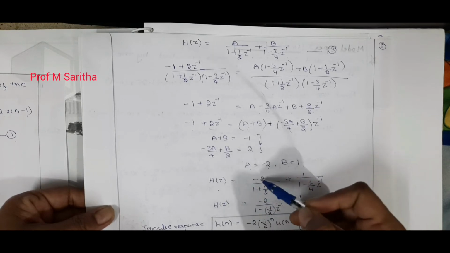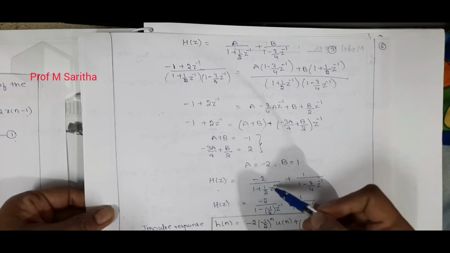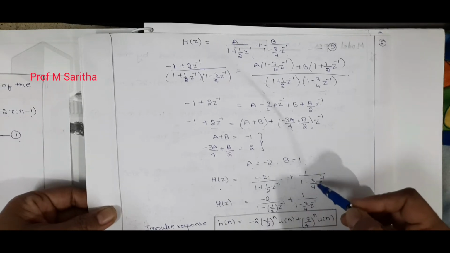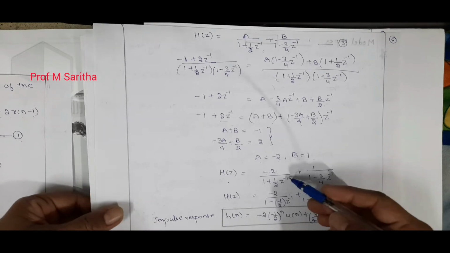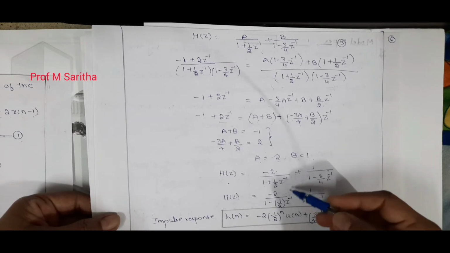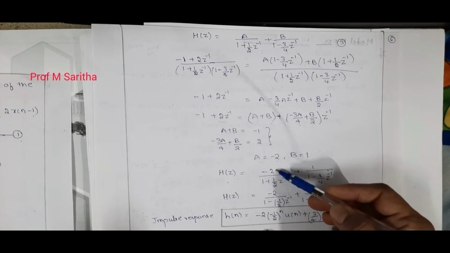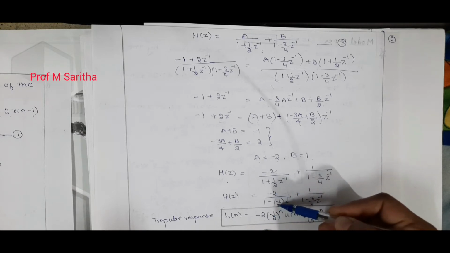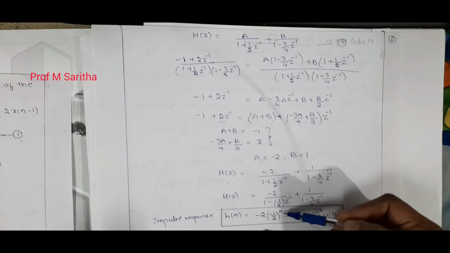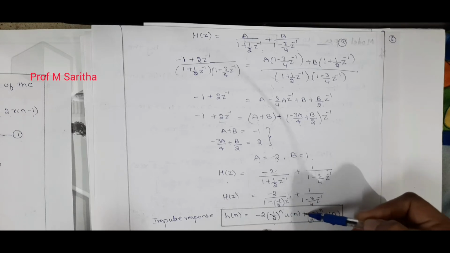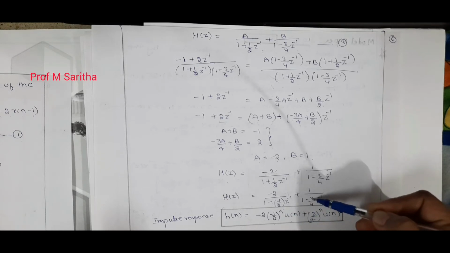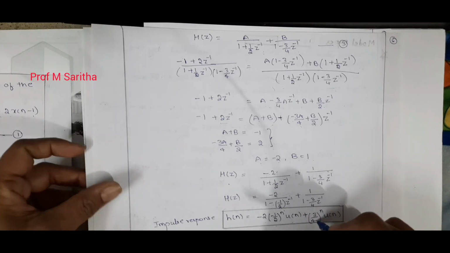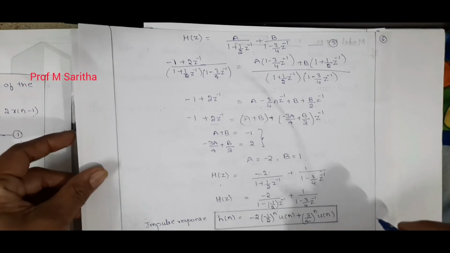So h of z is equal to minus 2 by 1 plus 1 by 2 z inverse plus 1 by 1 minus 3 by 4 z inverse. Applying the inverse z transform to this, minus 2 is a constant, so we get minus 2 times minus 1 by 2 whole raised to n u of n plus 3 by 4 whole raised to n u of n. This is the impulse response of the given difference equation.